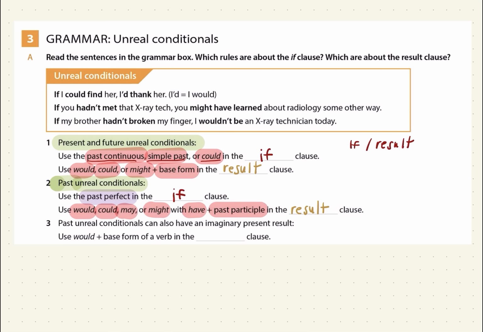And the last one. Past unreal conditionals can also have an imaginary present result. For the present result, what are we going to use? Use would plus the base form of the verb in the right result clause.